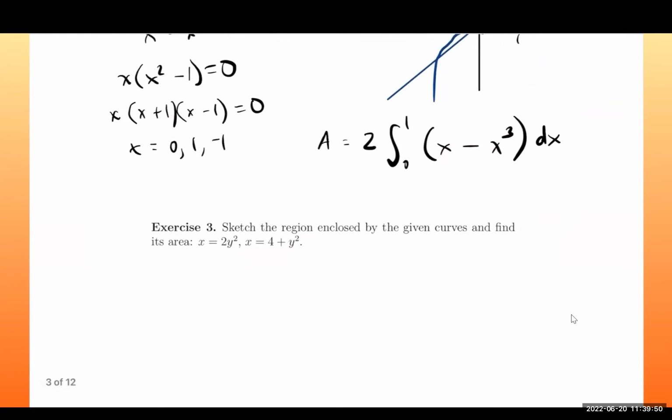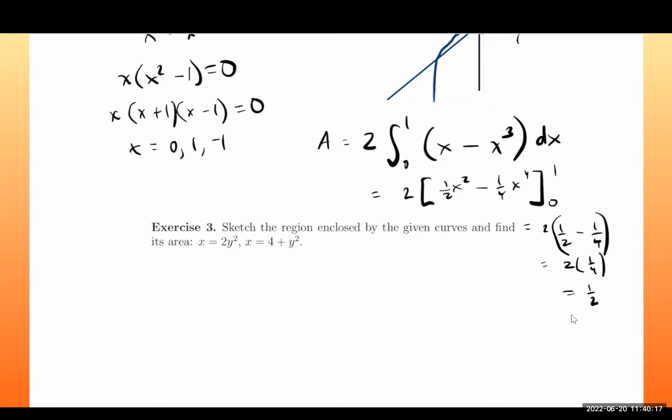So now we can go ahead and integrate. That's going to be 2 times 1/2 x squared minus 1/4 x to the 4th, and we're going from 0 to 1. So that's going to be 1/2 minus 1/4 times 2, which is 2 times 1/4, which is 1/2. So that should do it for that one. Okay, so that is the correct answer.